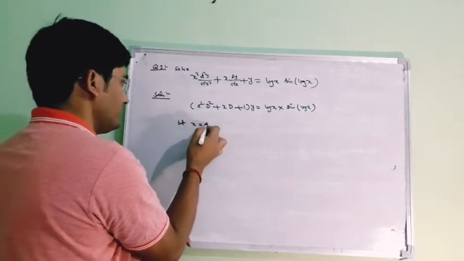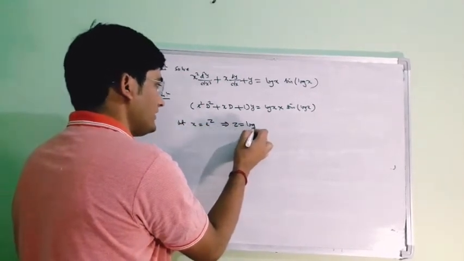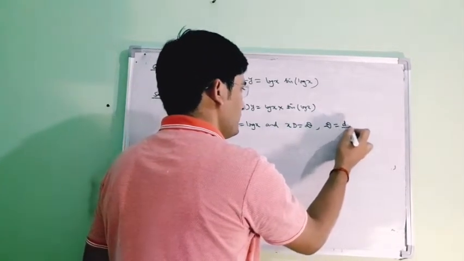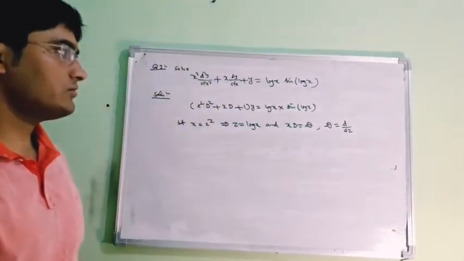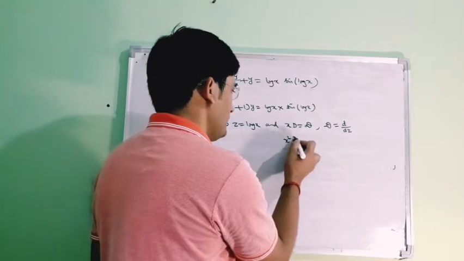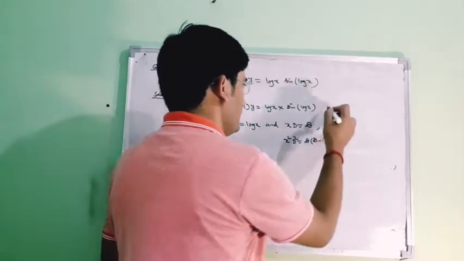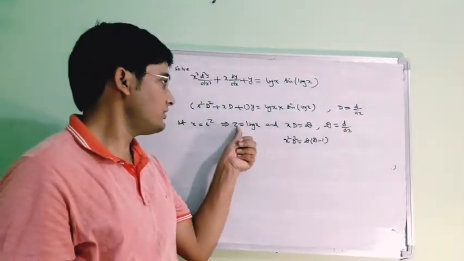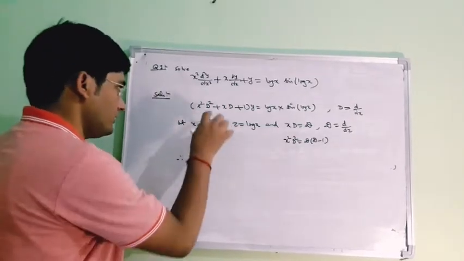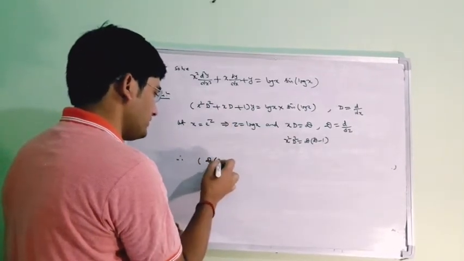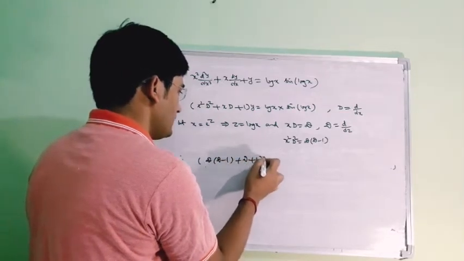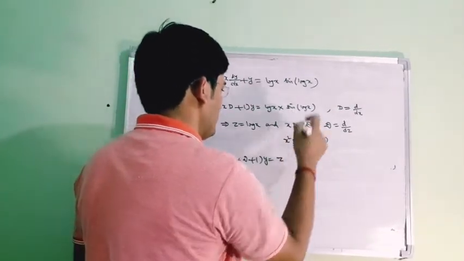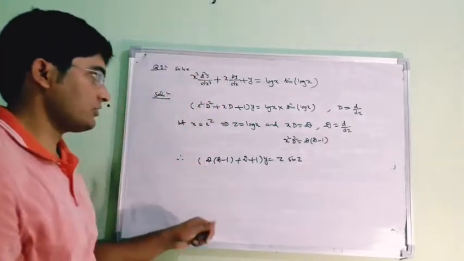Let x equal to e to power z, then your z will be log x and our x d will be rounded d. Rounded d is the differentiation with respect to z, and your x square d square will be rounded d into d minus 1, where d is d by dx. So we have changed the independent variable x into the independent variable z. Therefore this equation will become (rounded d into d minus 1 plus rounded d plus 1) of y equal to, now your log x is z, so this will be z into sin z, because our log x is z.